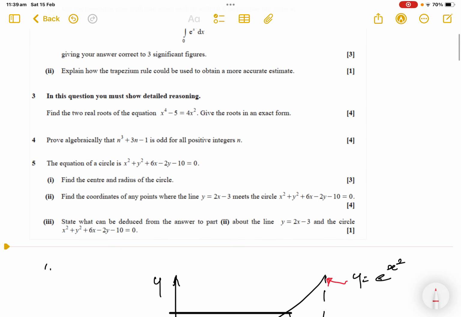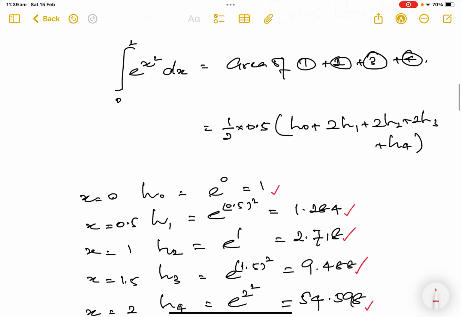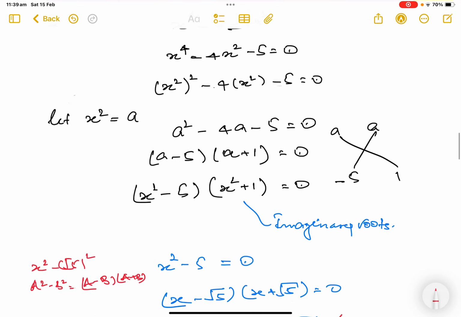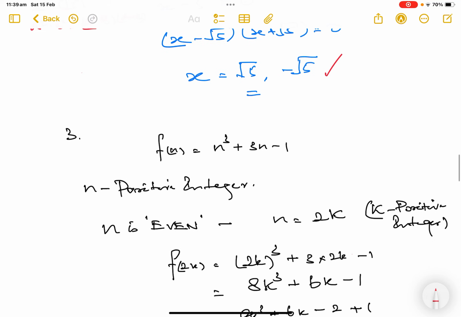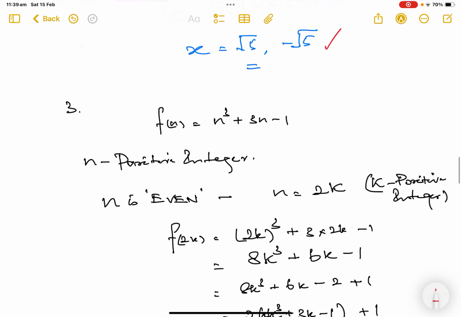The next one: prove algebraically that n cubed plus 3n minus 1 is odd for positive integers. Okay, let's take it. The function is n cubed plus 3n minus 1. We need to prove that the function is odd for all values where n is a positive integer. So n can be either even or odd.